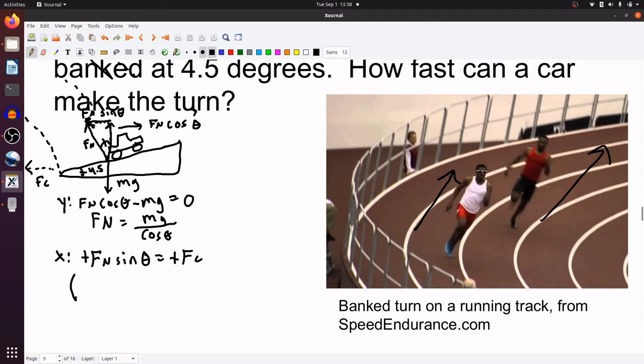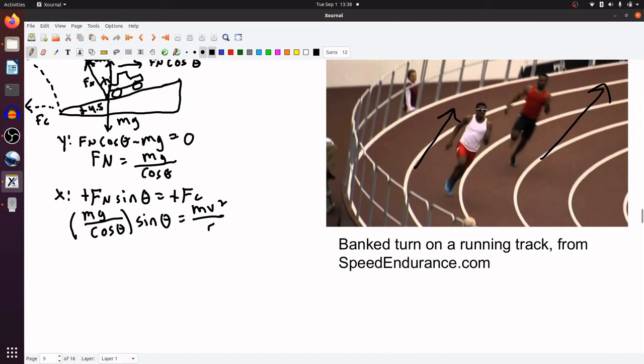And then I'm going to substitute in for Fn. So I'm going to write mg over cosine theta times sine of theta. And then Fc is going to be mv squared over r. All right, right off the bat, the m's cancel. Yay, that's good because I didn't have the mass to begin with.